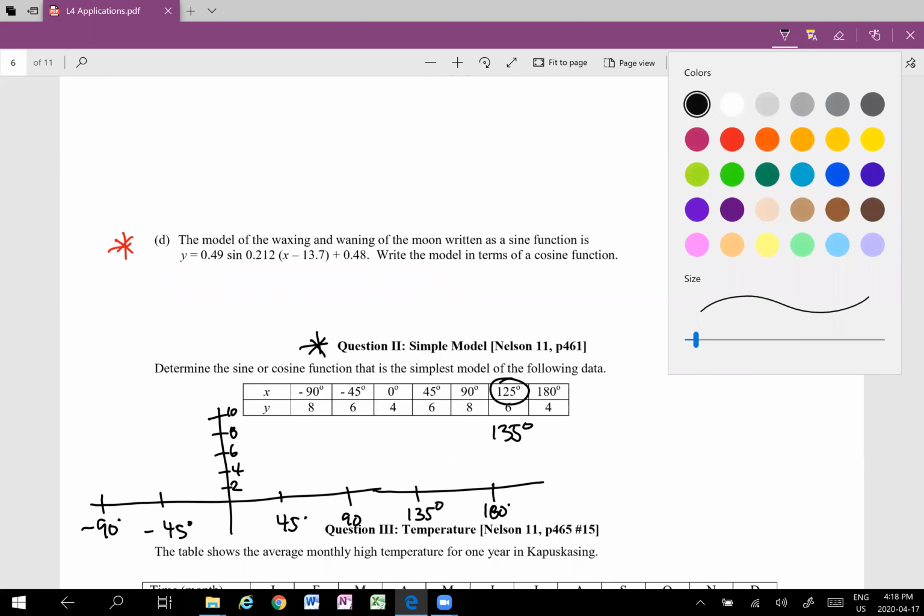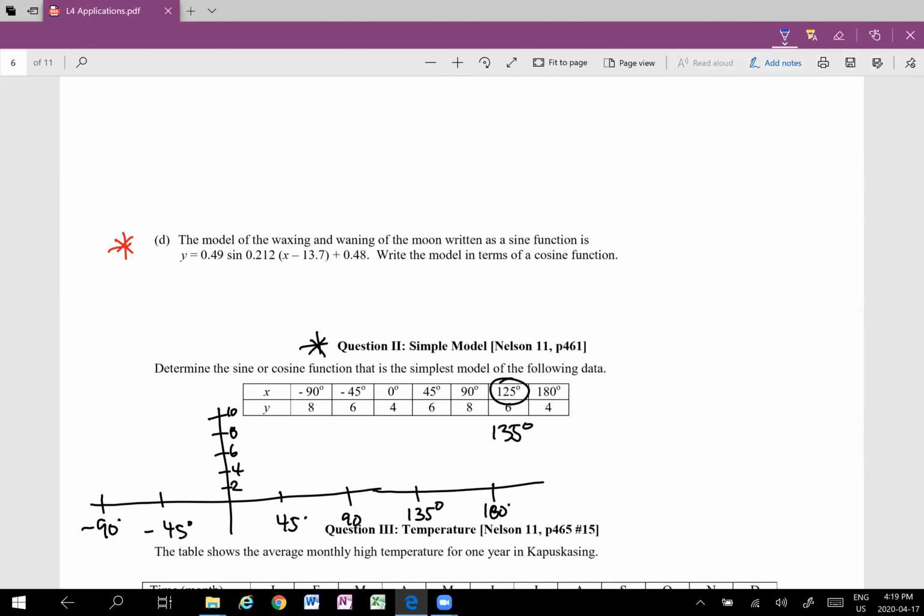So let's plot these points. We'll use blue. Negative 90 is 8, so right about here. The 6 is negative 45, so down there. The 4 is 0, right about there. 45 is back up to the 6. 90 is back to the 8. 135 is 6, and then 180 back down to 4.